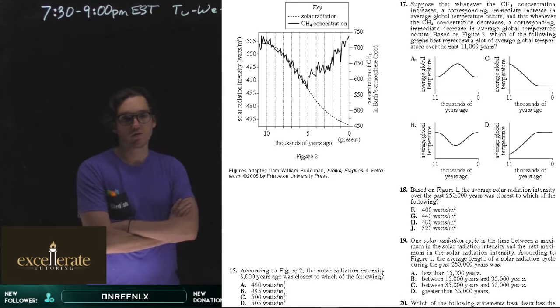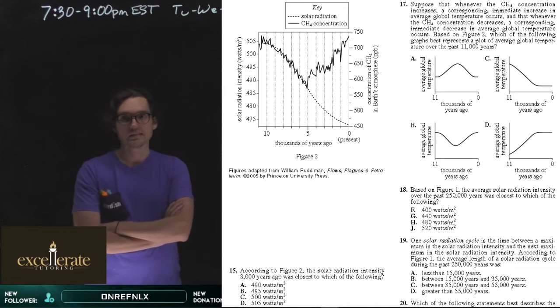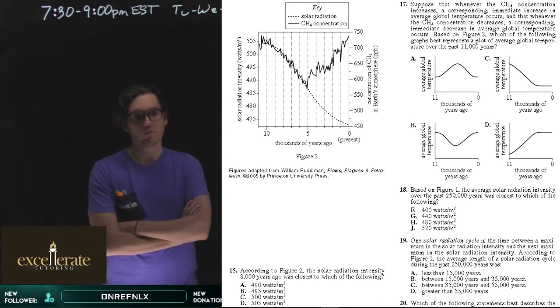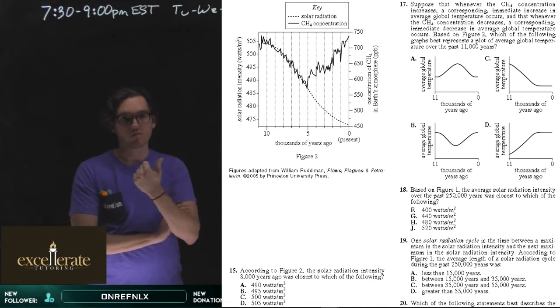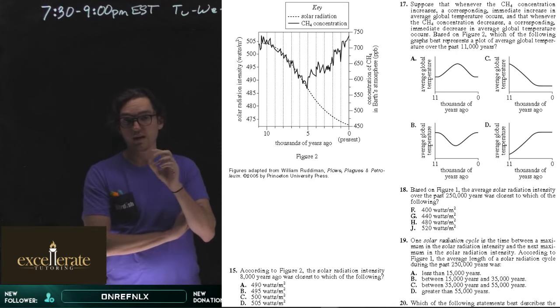Okay, number 15. According to figure 2, which bam is right there, the solar radiation intensity 8,000 years ago was closest to which of the following? Okay, figure 2. Bam, we're looking at figure 2. Quick cursory glance at figure 2. On the x-axis, we have thousands of years ago. We have 2 different lines with a key.